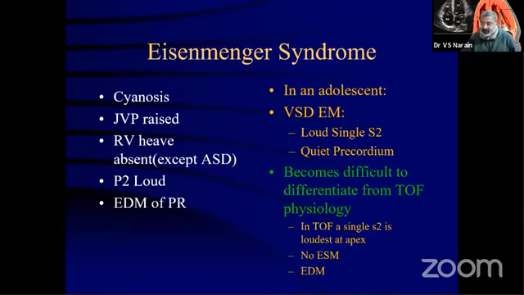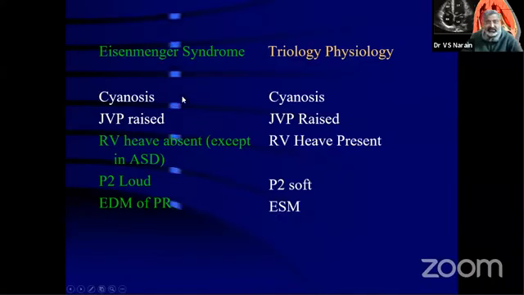But sometimes it becomes very difficult and you will have to depend upon the X-ray. The X-ray immediately will give you the diagnosis. Because if the main pulmonary artery segment is absent, it is tetralogy. If the main segment is full, bloated, prominent, it is pulmonary arterial hypertension or Eisenmenger.